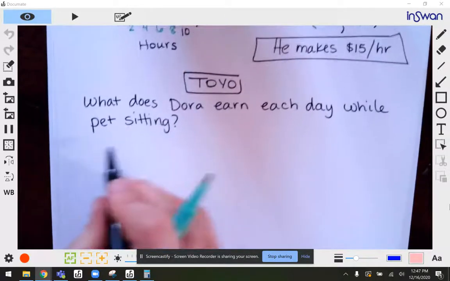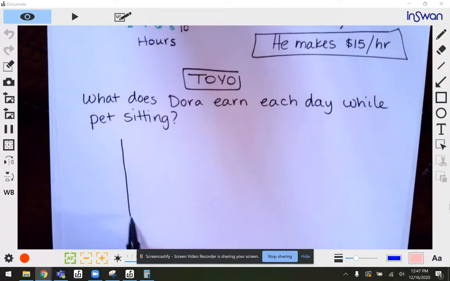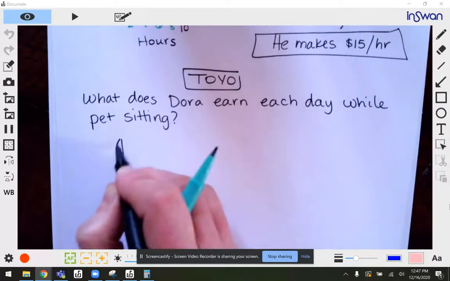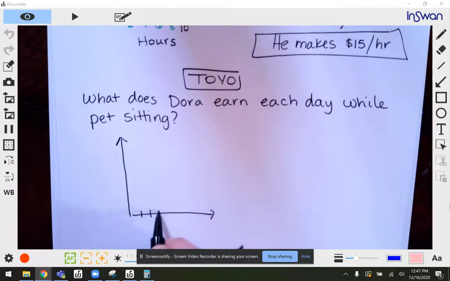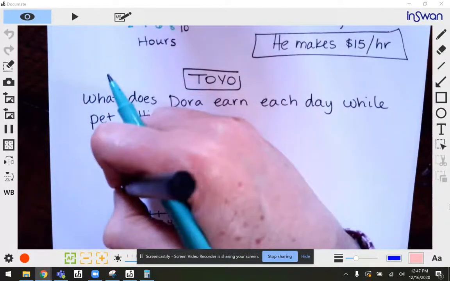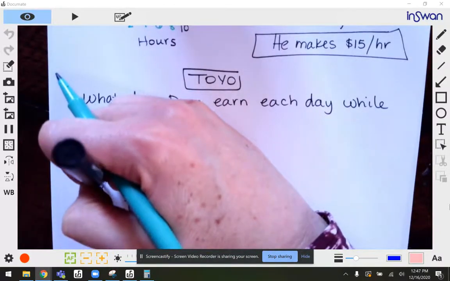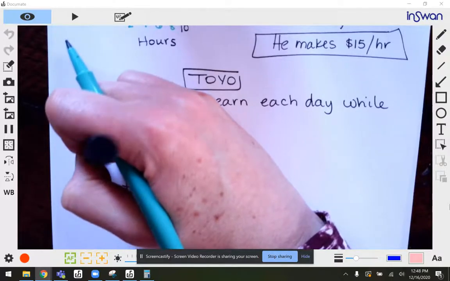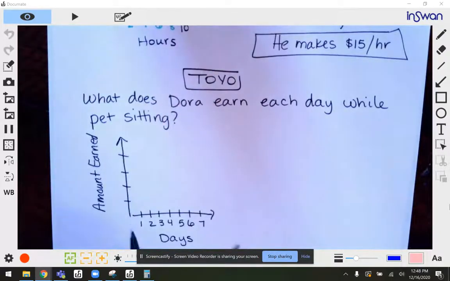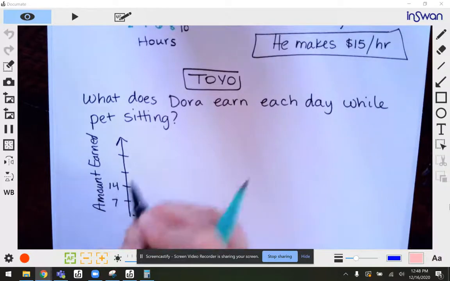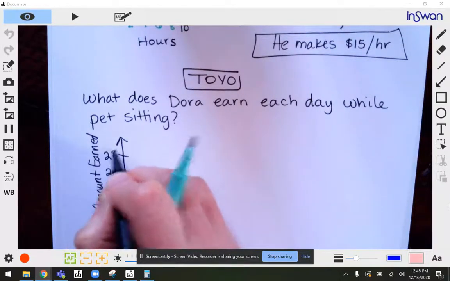Okay, so you're given an empty graph in this situation, but it's labeled. It's telling you you have 1, 2, 3, 4, 5, 6, 7. And these are days. Okay, and then over here, we have amount earned. And these are labeled 7, 14, 21, 28, like that.